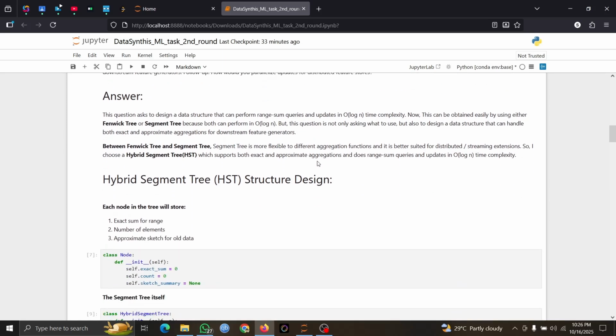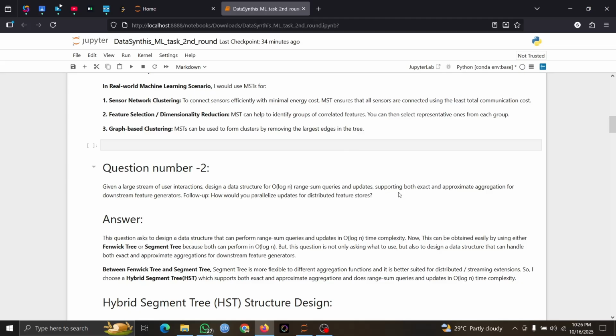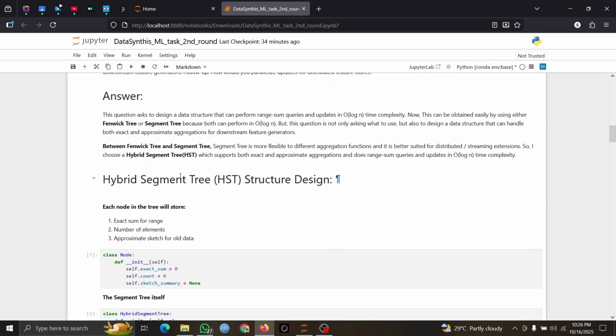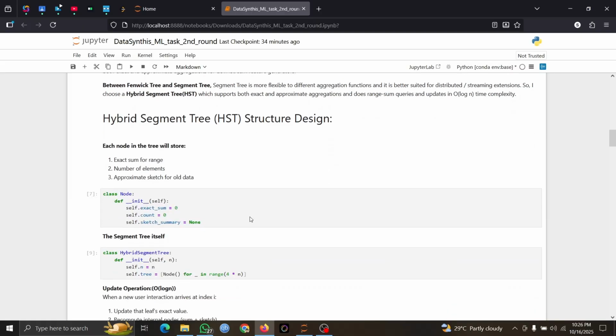Well, we all know that Fenwick tree and segment tree perform in order of log n time complexity for range sum queries and updates, but there is also a fundamental question of supporting both exact and approximate aggregation. Now we all know that between Fenwick tree and segment tree, segment tree performs better for different types of aggregation. So I chose segment tree and I designed it as a hybrid segment tree for exact and approximate aggregation.